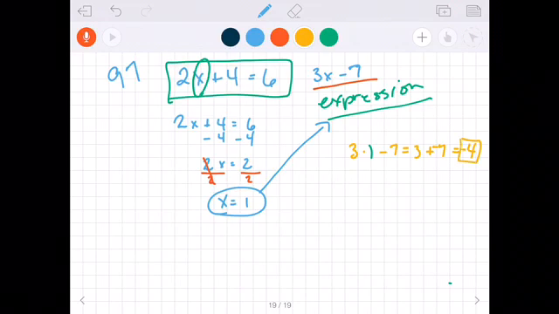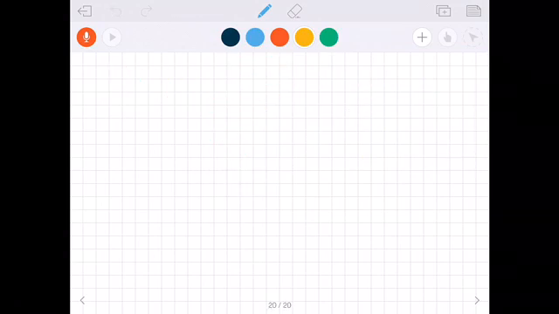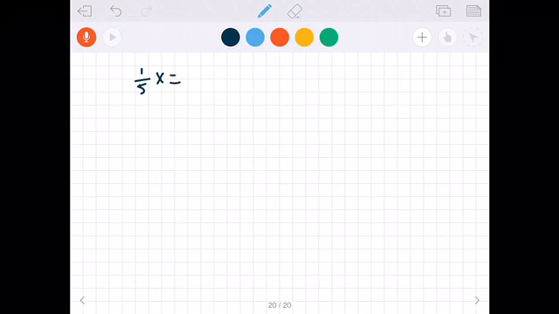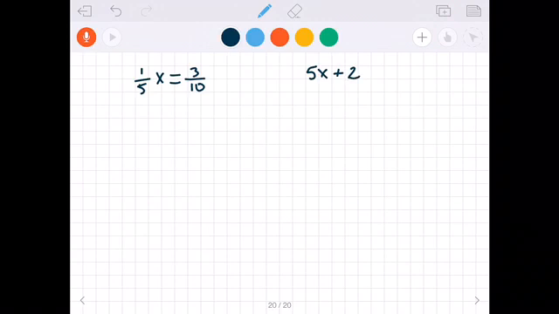Let's do another one of those. Let's actually jump down to the bottom. So it says if 1/5 x equals 3/10, then what is the value of 5x plus 2? Okay, this is our expression. 5x plus 2 is our expression. We can't solve that until we know what x is.